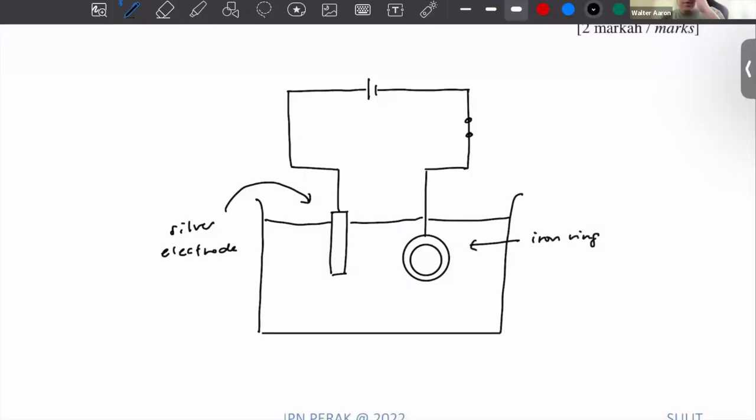Remember, the material used for plating must be the anode, and the object to be electroplated must be the cathode. And then the electrolyte must be something that contains the plating material. So in this case, we're going to use silver nitrate solution because it is the soluble one. Never use silver chloride because silver chloride is insoluble. So silver nitrate solution will be the best.